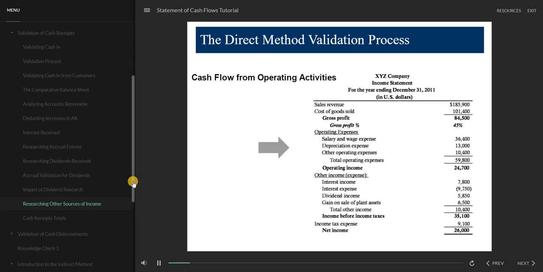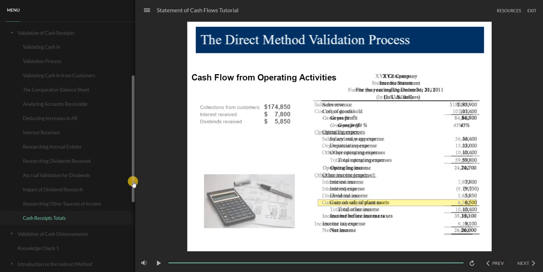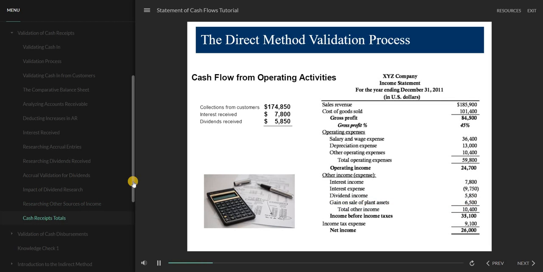As we scroll down our income statement, we do note another source of income which may translate to cash in the line item gain on sale of plant assets. It is considered to be part of the cash flow from investing activities and will be discussed later in this presentation. So, our validation concludes total cash receipts of $188,500, which should tie into our figures from our cash receipts journal.